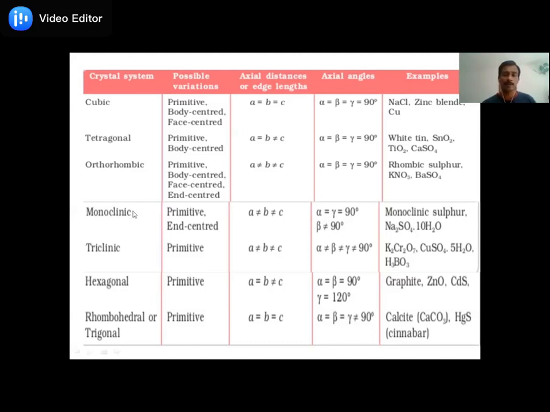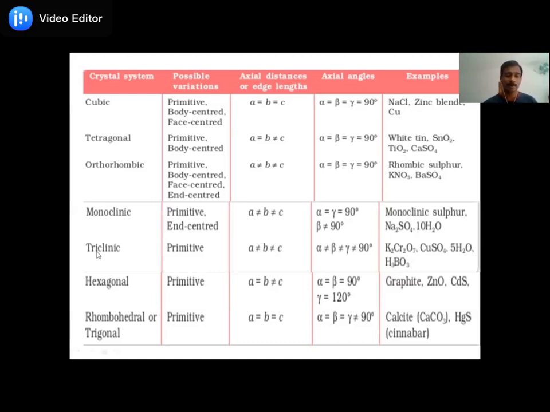Now monoclinic. Monoclinic: A not equal to B, not equal to C, as in orthorhombic. But here the angles are also different. Alpha equal to gamma equal to 90, but beta not equal to 90. Monoclinic sulfur is an example, another allotrope of sulfur. So monoclinic: A not equal to B, not equal to C. Alpha and gamma are equal to 90 degrees, but beta is not equal to 90 degrees.